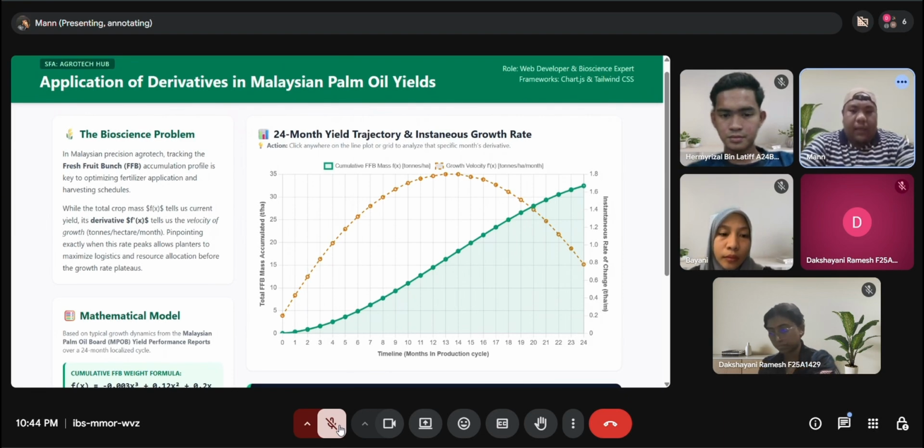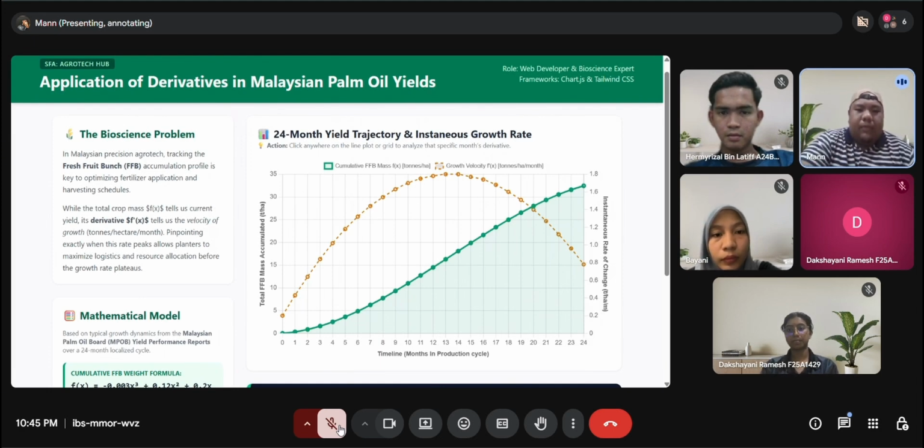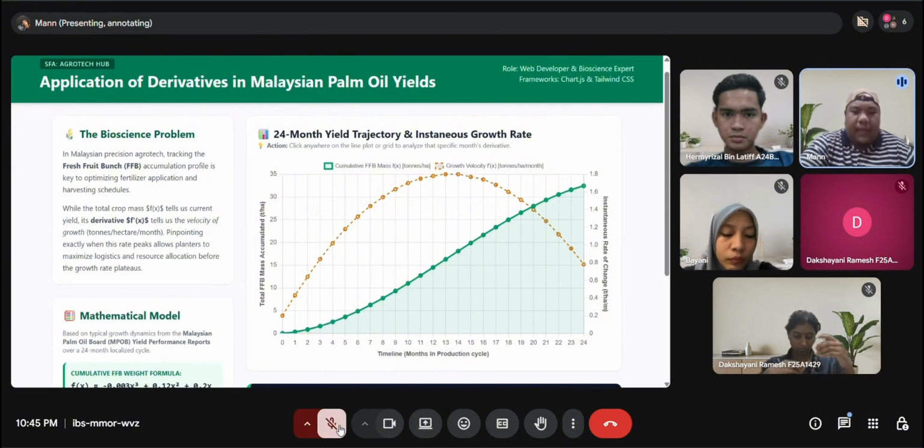So today, I want to talk about the main problem in this project. The main problem in this project is understanding how fast oil palm fruit grows over time.